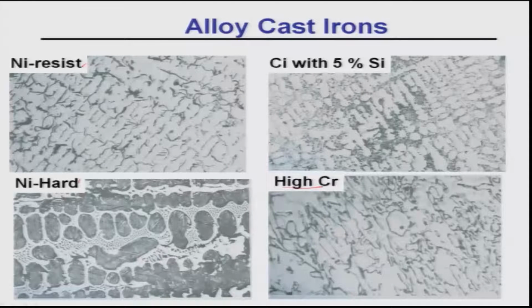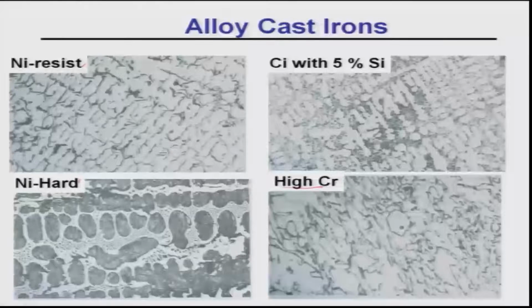Nickel resist will have a large amount of nickel present, about 15 to 30% nickel, and a very low concentration of chromium, maybe 1 to 2%. Because of this, what will happen? The microstructure of nickel resist will have graphite flakes and gamma iron. These are the graphite flakes present, plus gamma iron, along with some carbide, because a small amount of chromium is present.